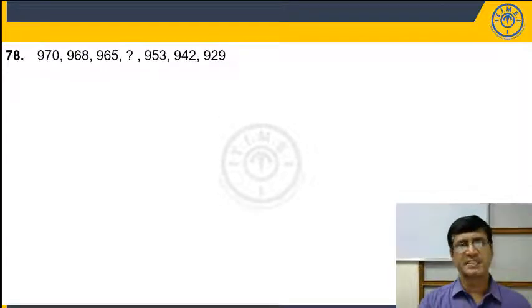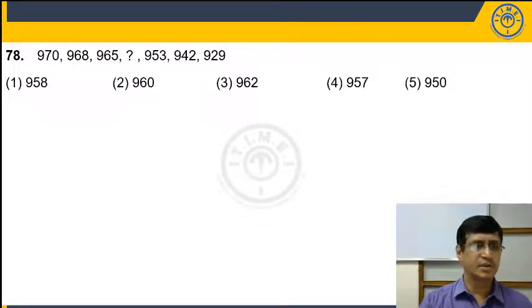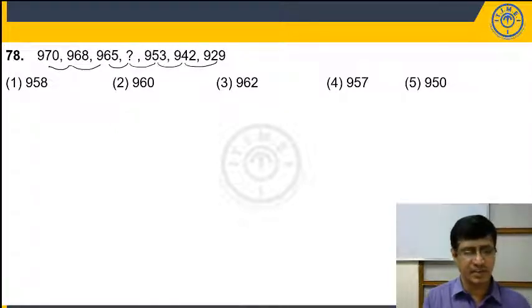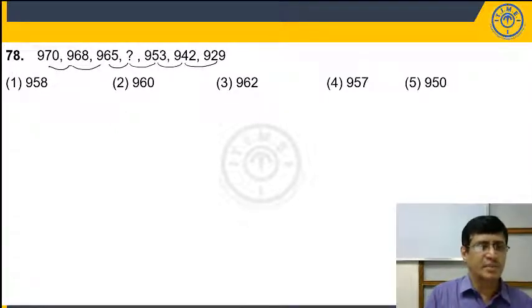Now look at the next example on your screen. 970, 968, 965, question mark, 953, 942, 929. So here the values are decreasing. So what is the difference? Just observe the difference here. 968 minus 970 is minus 2. Then what is the next? Minus 3. Then it is not possible to find this, so just look at the next value.